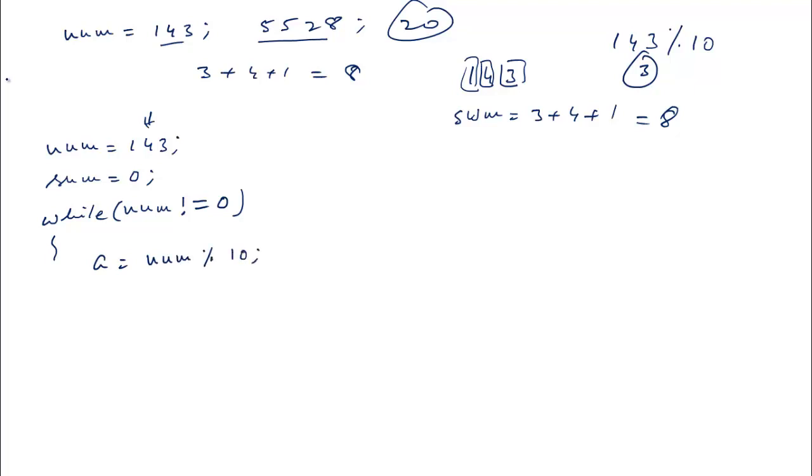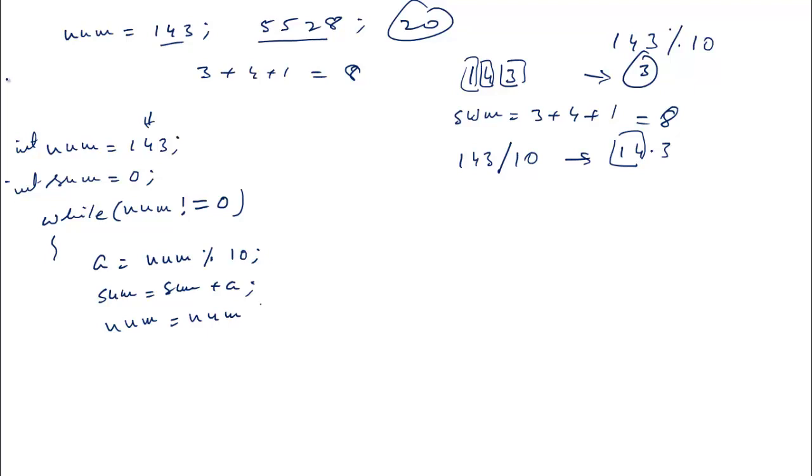So in A it will be 3, and this will be added in sum equal to sum plus A, and then I have to get rid of this 3. So what will I do here? I have to divide by 10. This is integer division, so it will give me 14.3, but because my number is an int, only 14 will be left in num. So num equal to num divided by 10, and now num contains 14.